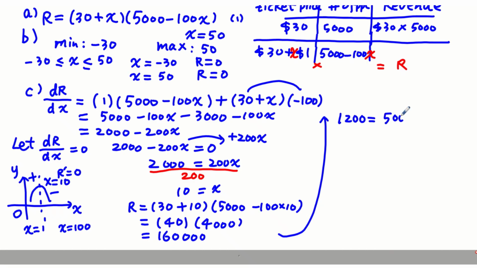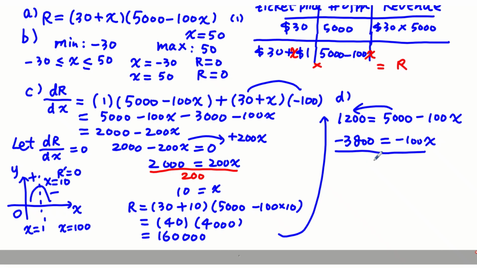So 5,000 take away 100x equals 1,200. So we move it to the other side, it is negative 3,800 equals negative 100x. Then bring the negative 100 to the other side, we have x equals 38. So this time it means we are going to set that one as our endpoint. Then we are going to see the revenue.